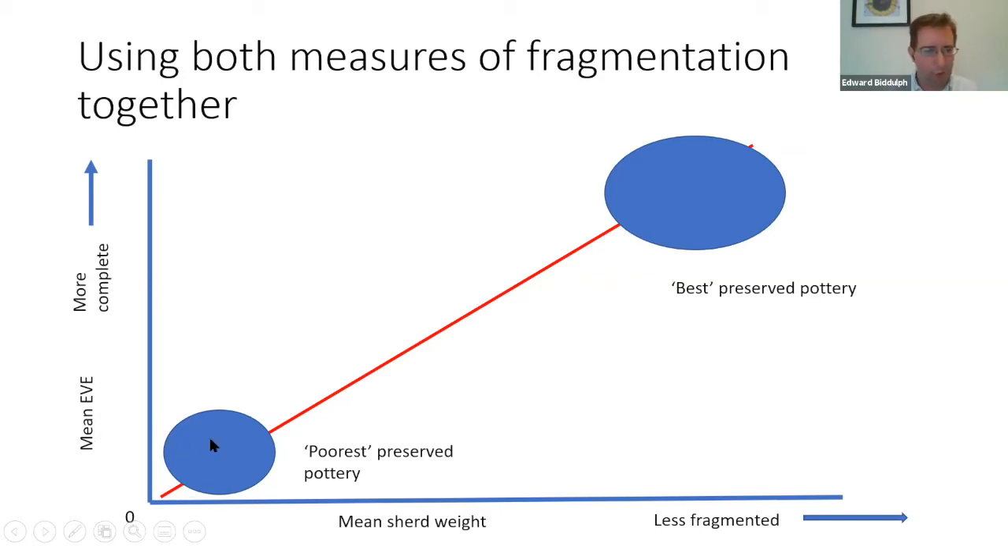So right in the corner here, closest to 0, we should have what we could term the poorest preserved pottery, the most fragmented pottery. And as we go up nearer the top right-hand corner, this is where the better preserved, larger sherds with more complete rims should be clustered. This is quite a useful way of visualizing it.